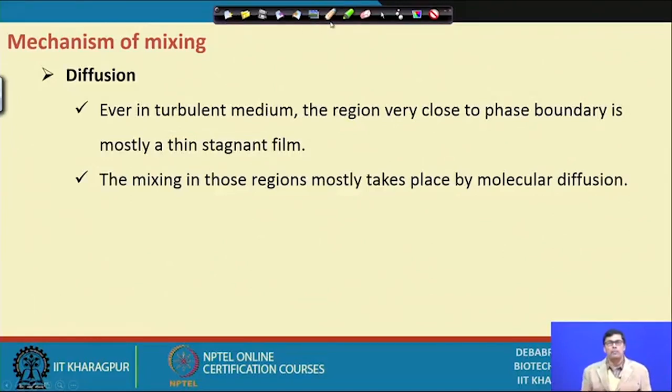I can give the example of how oxygen is diffused in the fermentation media from the air for an aerobic fermentation process, particularly in case of surface culture.